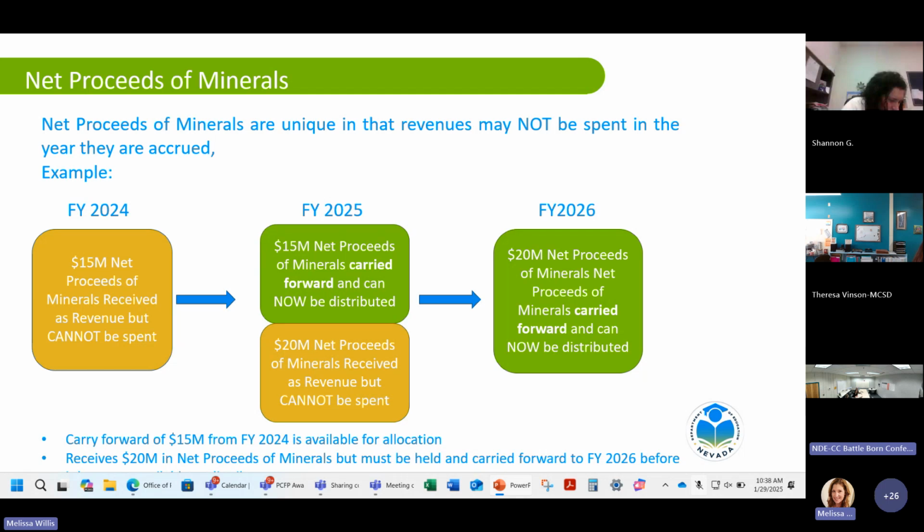Whereas at the same time, we have additional revenues being collected and deposited into the State Education Fund, but they cannot be distributed in that year. They have to be carried forward into fiscal year 26. It's the only revenue stream that works this way. Every now and then this comes up in questions, and it took me a second to get my head around it, and I wanted to be able to share that with you as well.